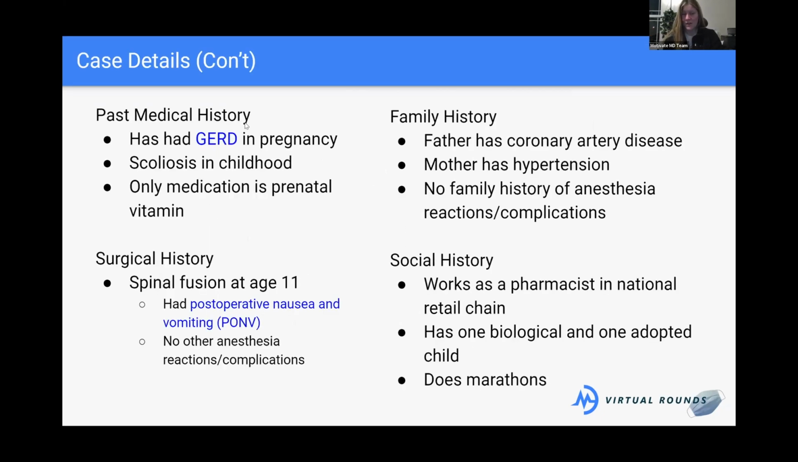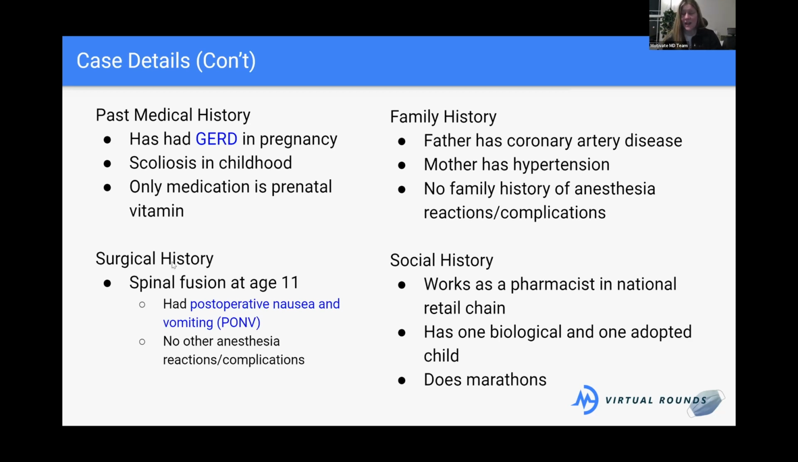So we do find out that her past medical history is significant for GERD, or gastroesophageal reflux disease, which is essentially just heartburn. That's really just been in pregnancy for her. It's not really a problem that she has chronically. She also had scoliosis in childhood. For those of you who don't know, scoliosis is an abnormal curvature of the spine, and that can be corrected with surgery. Her only medication right now is a prenatal vitamin, so she doesn't take any other medications.